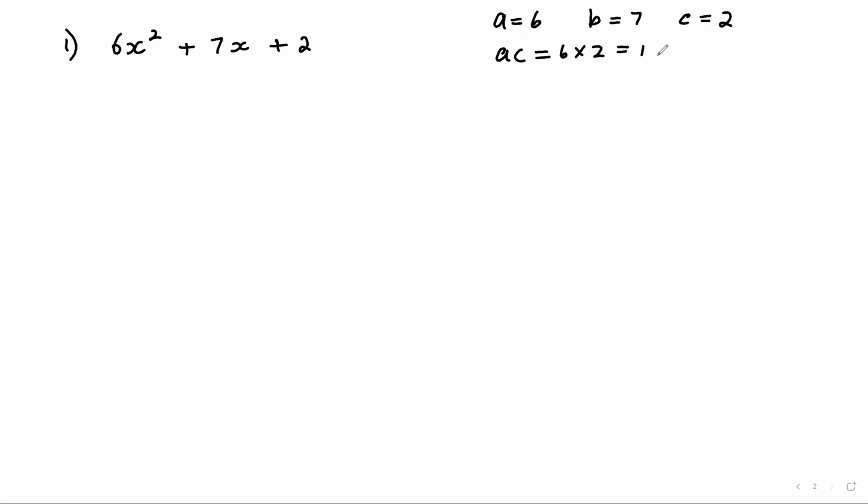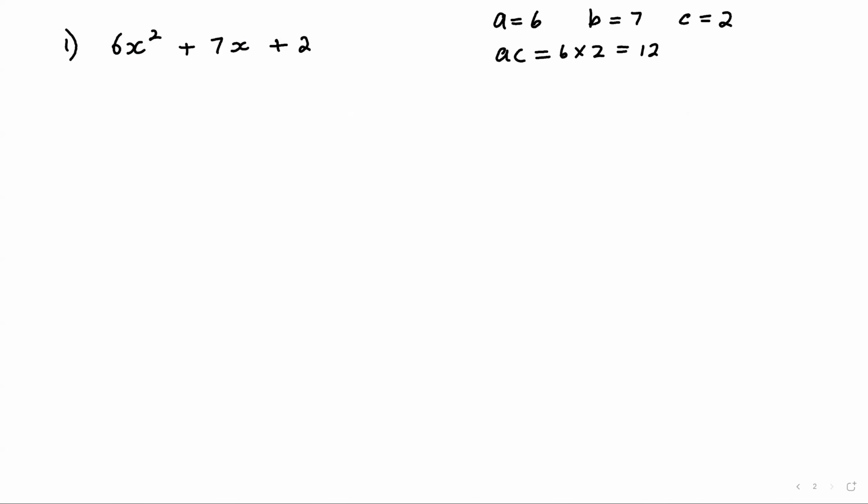Right, so this is the start of the exercise here. Let's say I need to factorize 6x squared plus 7x plus 2, right? So on this side, I'm going to write A, B, and C. So A is, in this case, the coefficient of x squared, which is 6. B, the coefficient of x, is 7, and C is 2. So therefore, AC is equal to 6 times 2, which is 12.